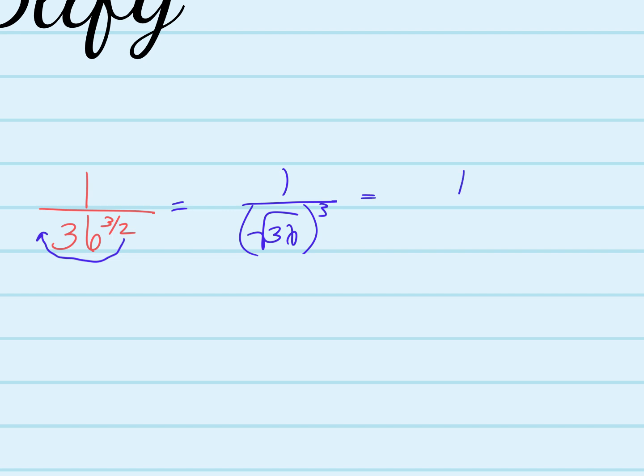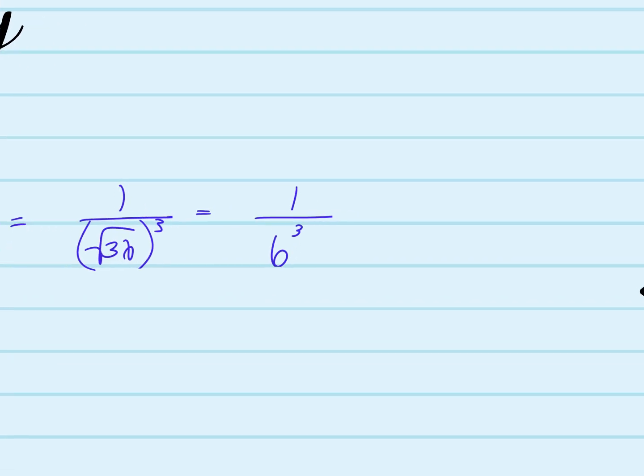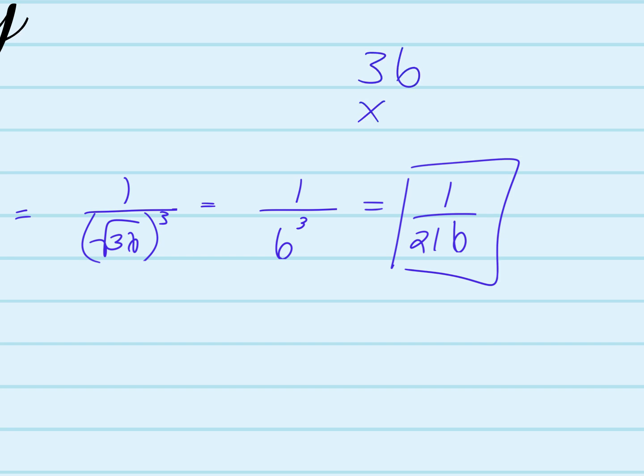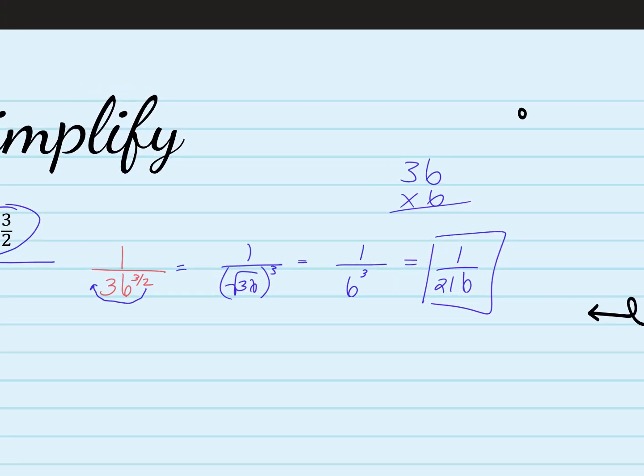So this becomes 1 over square root of 36 is 6 cubed, and then 6 times 6 times 6 is 216. Again, if you don't know that, write it down. 6 times 6 is 36. 36 times 6, multiply it out.